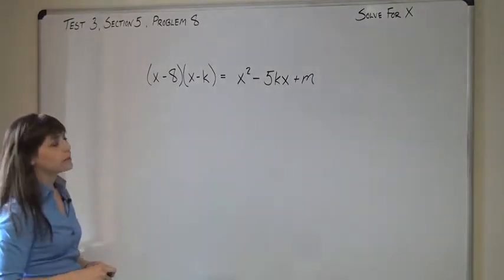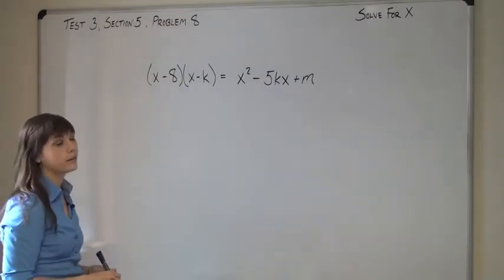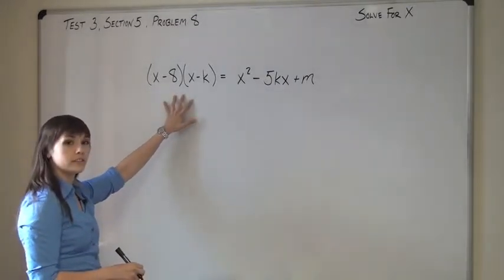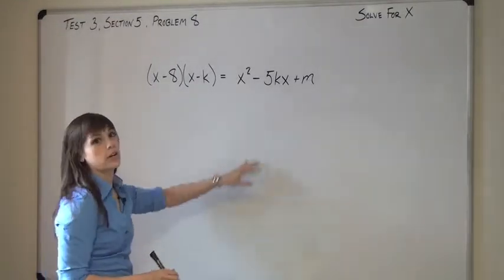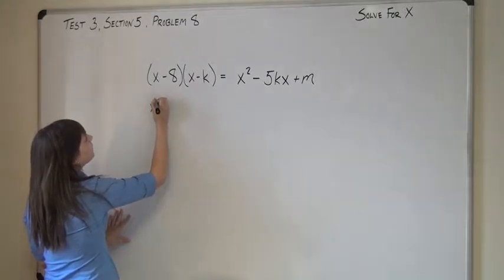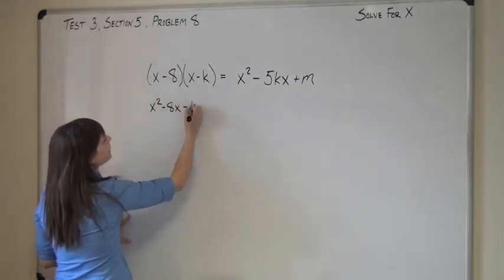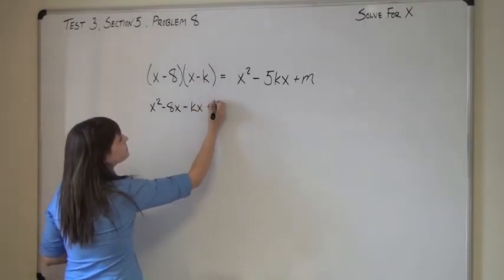Now the first thing you're going to want to do is at least make these two sides of the equation look like each other so that we can compare them. So let's FOIL out this expression so that we get a nice quadratic just like this. If I FOIL this out, I'll get x squared minus 8x minus kx plus 8k.